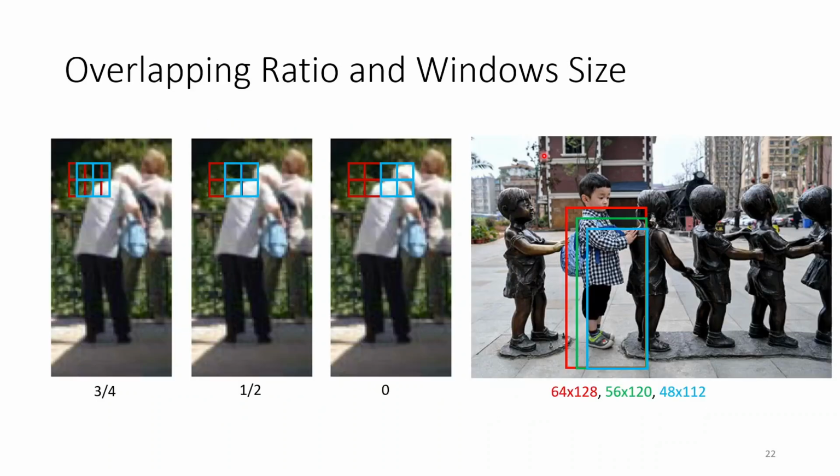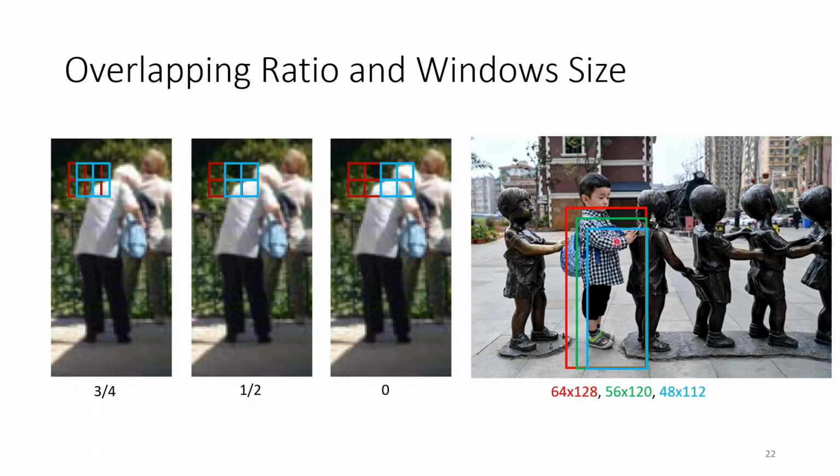There is another factor to consider: how large should two blocks overlap? So there is a block overlapping ratio factor. It can be 3/4, 1/2, or no overlapping.